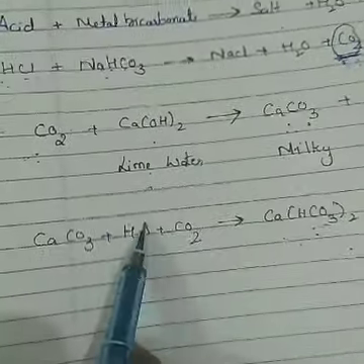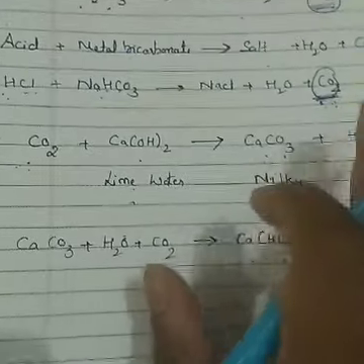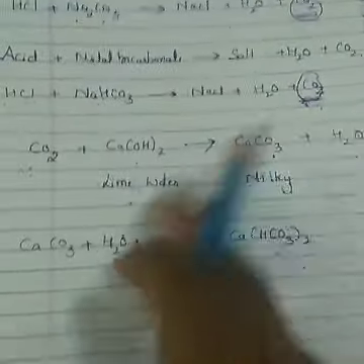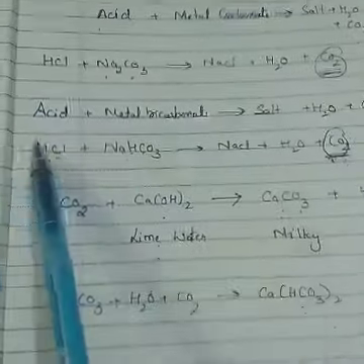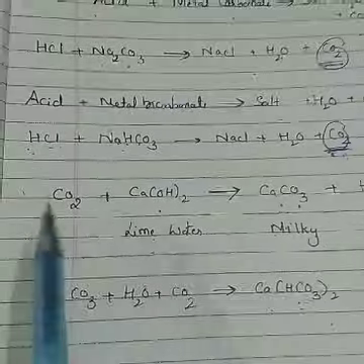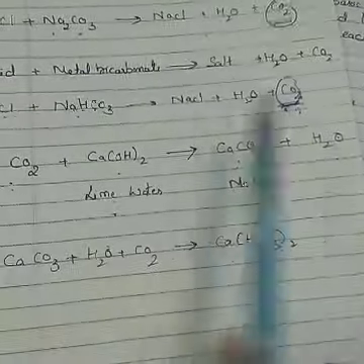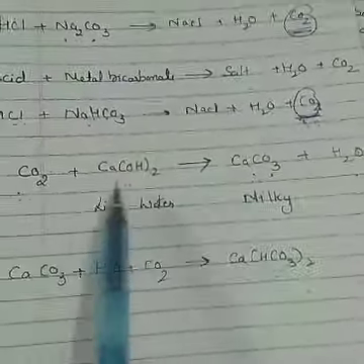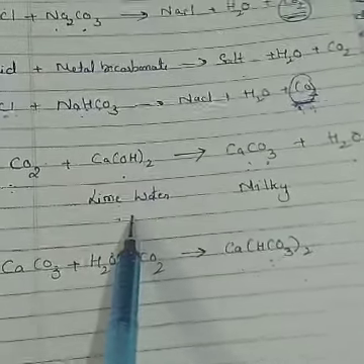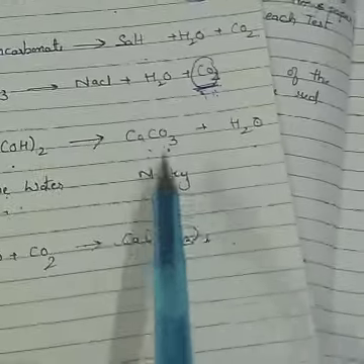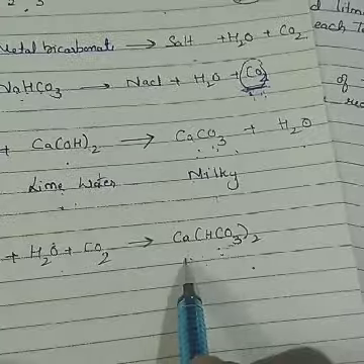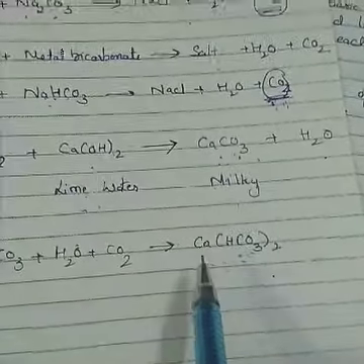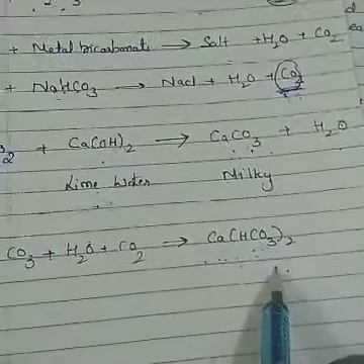This is an important question. How can you test the presence of carbon dioxide gas which is coming out in the reaction of metal carbonate with the acid or metal bicarbonate with the acid? So what you will do, the carbon dioxide which is coming out in the above reaction, you will make it pass through the lime water. It changes the lime water milky due to the formation of calcium carbonate. When excess of carbon dioxide is passed through it, the milkiness disappears due to the formation of calcium bicarbonate.